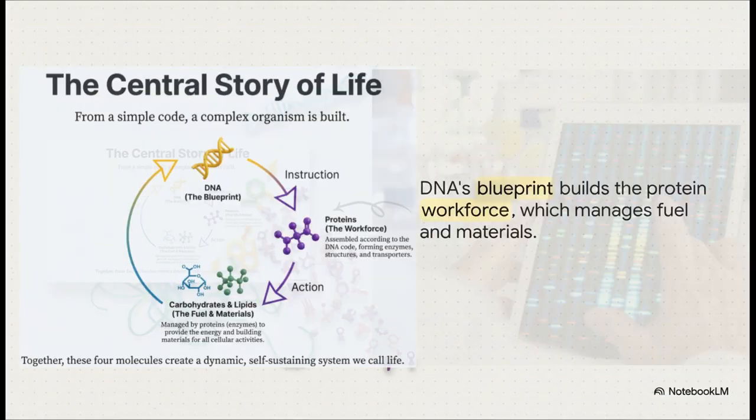And this diagram, right here, this is the story of life in a nutshell. It all starts with the DNA, the blueprint. Those instructions are read and used to build the protein workforce. And that workforce, especially the enzymes, then goes on to manage and use the carbohydrates and lipids, which provide all the fuel and raw materials for everything the cell needs to do. It's this beautiful continuous loop, a dynamic, self-sustaining system that's happening in your trillions of cells right now.